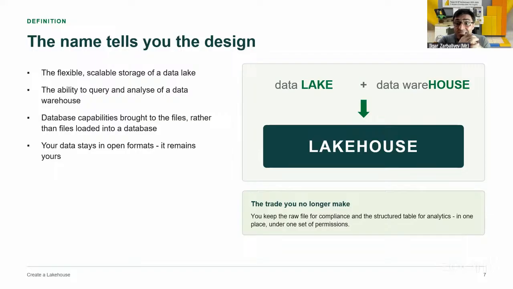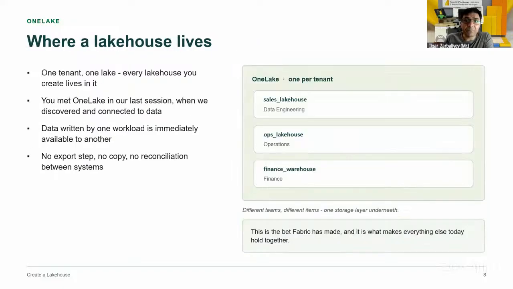And note the consequence in the box at the bottom. You are no longer choosing between keeping the raw file and having a governed table. So you keep the raw file for compliance or reprocessing and the structured table for analytics in the same lakehouse under one set of permissions. The problem we saw on the last slide simply is not there.